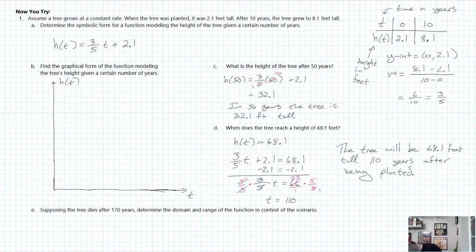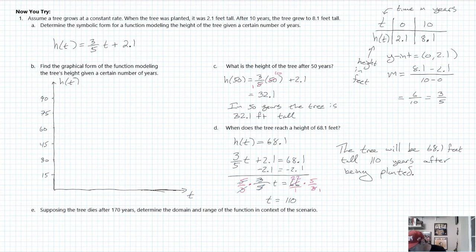So let's check how much I've got here. Let's say that's 10. Let's make that 15, 30, 45, 60, 75, 90 for our heights there in feet. And then time, we're looking at 110 years to get to 68.1.